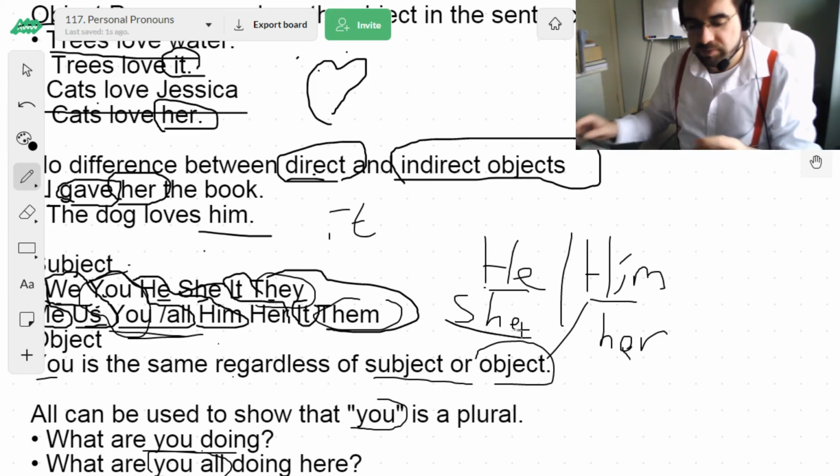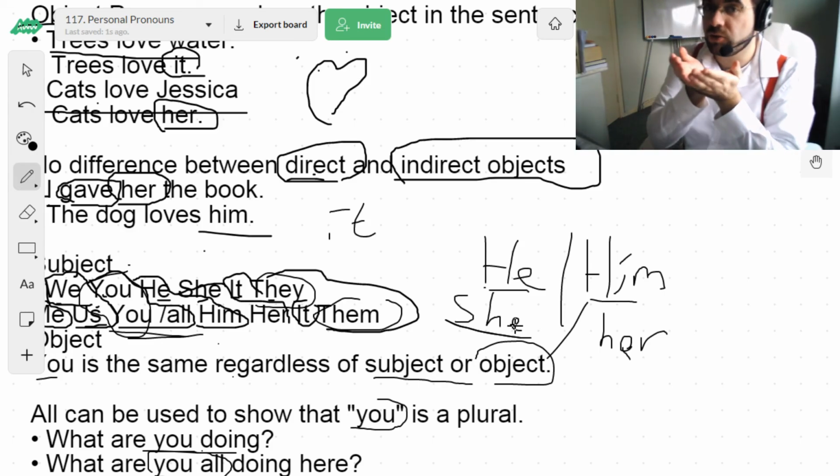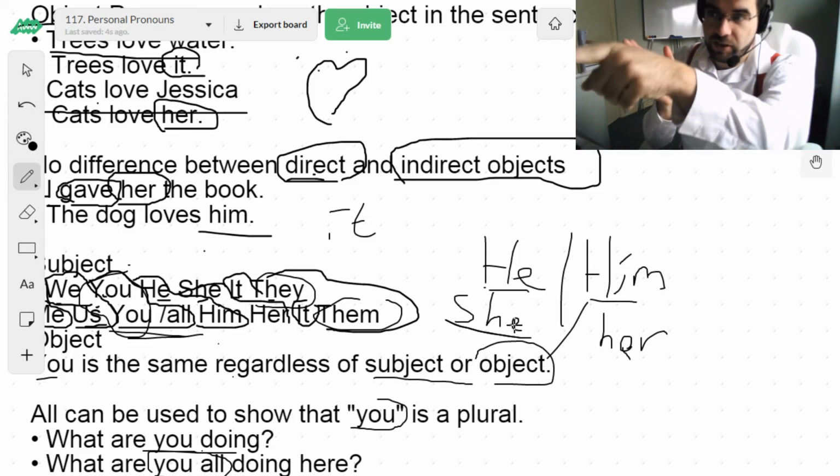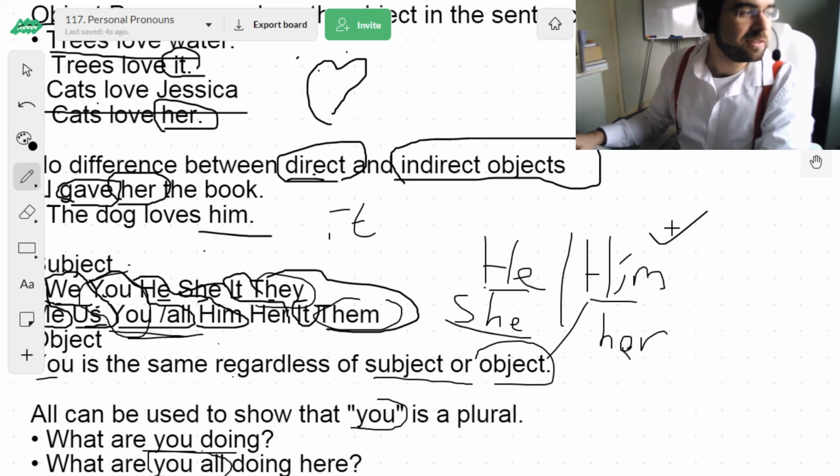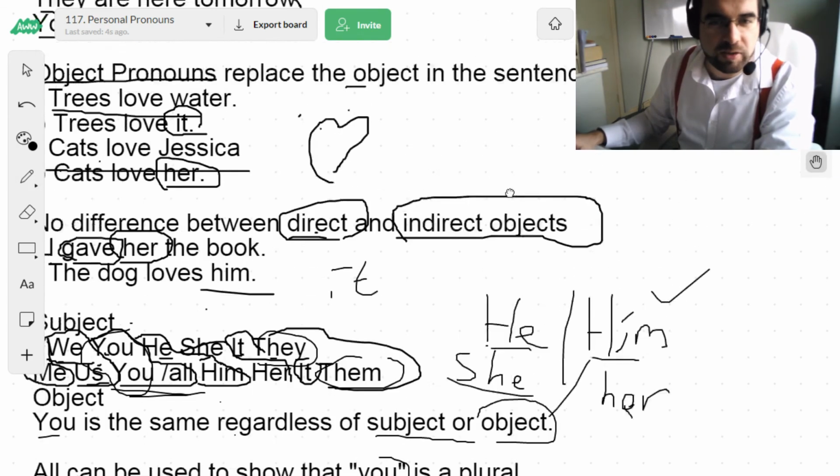She needs some chocolate. The chocolate is for her. Yeah, very good. Okay, very good.